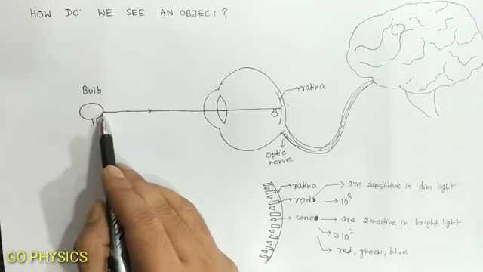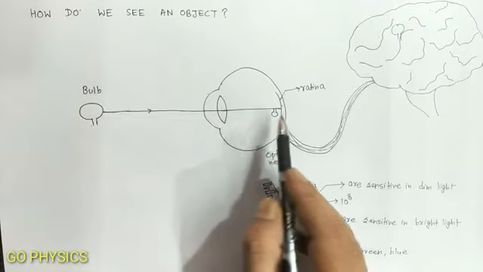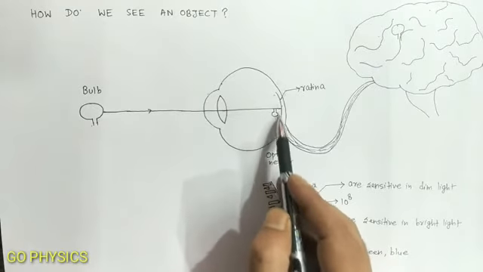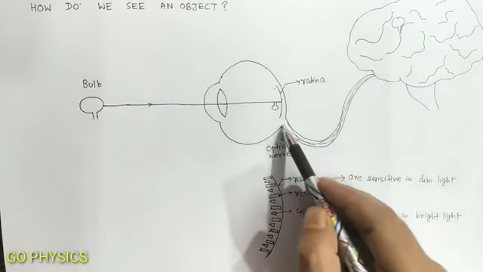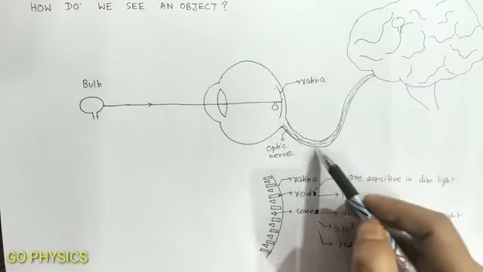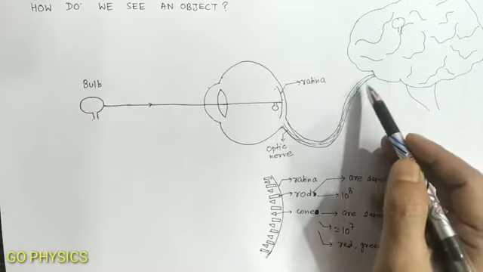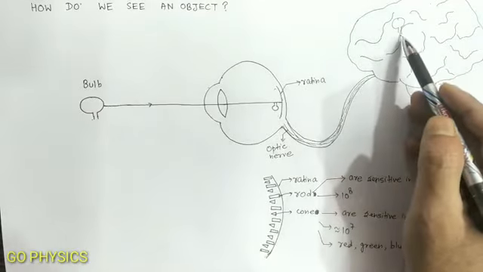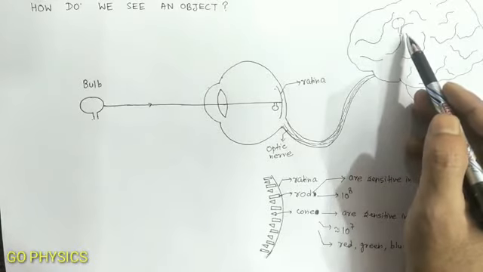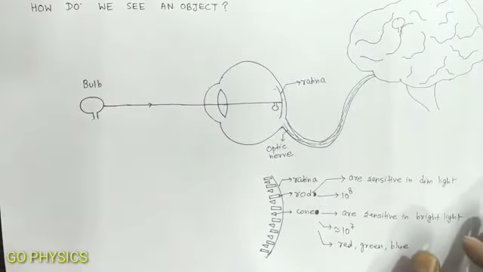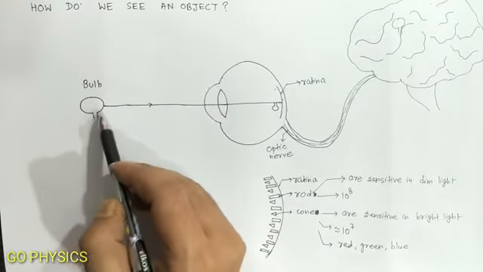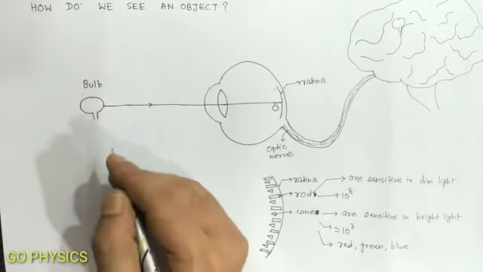So red light will fall over the surface of the retina, and therefore only red cones will become active, and the red color signal will be transmitted to the brain through the optical nerves in the form of a signal, and then our brain will sense red color. Now the question will arise: what happens if the color of the bulb is yellow?